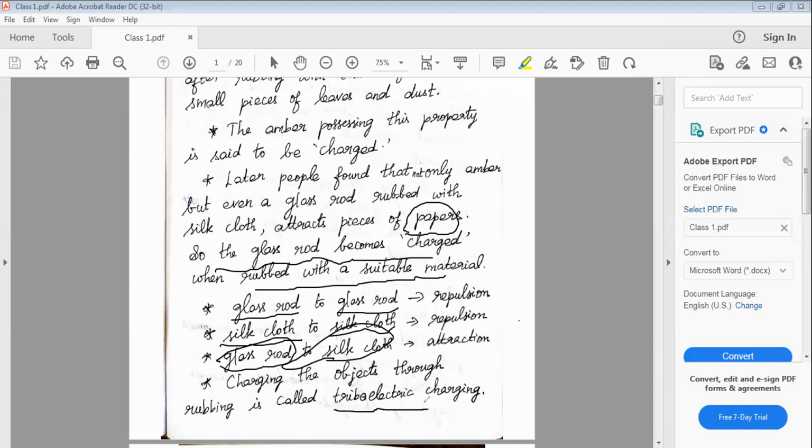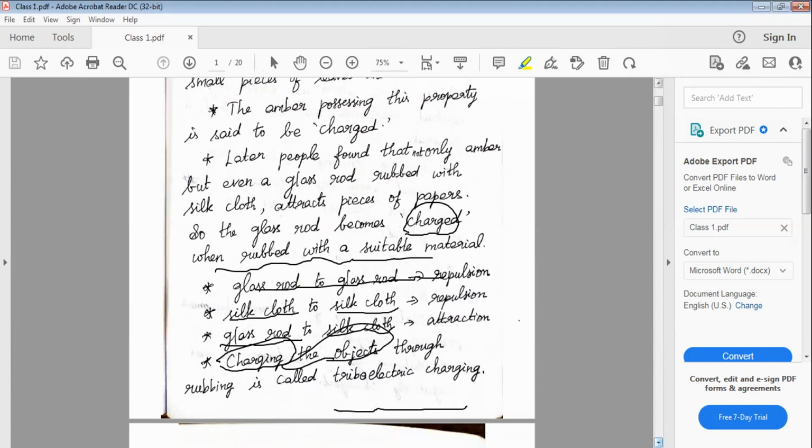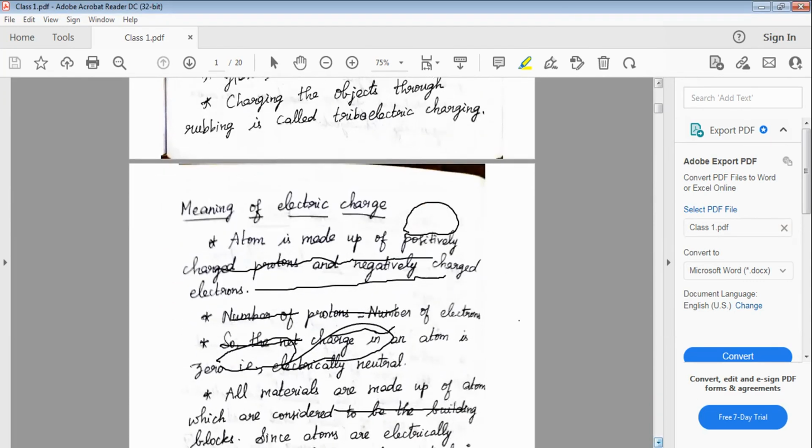Triboelectric charging is nothing but charging objects through rubbing. So this is what electric charge is all about. When certain materials are rubbed with other materials, you find that the materials become charged.